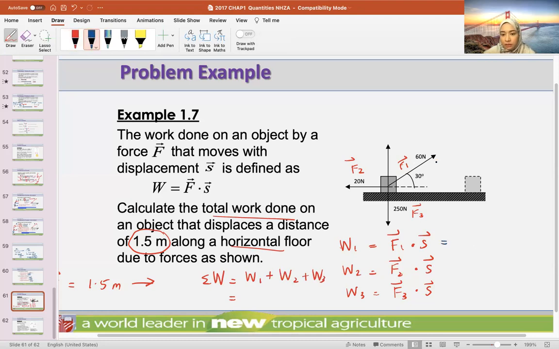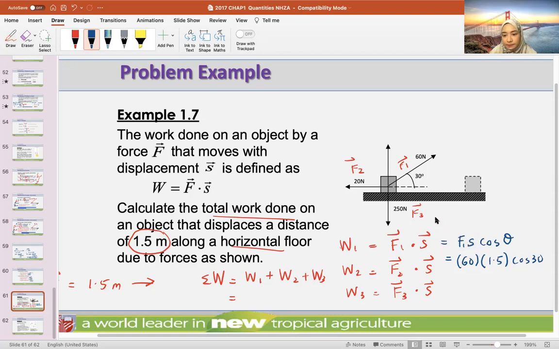So force 1 is 60 newtons and the angle is 30. What should I write here for work done number 1? Kita tahu kalau work done and it's a dot product, we have to expand it, right? F1 S cosine theta. So what are the values over here? 60. What is S? 1.5. Right? cos 30. Okay.